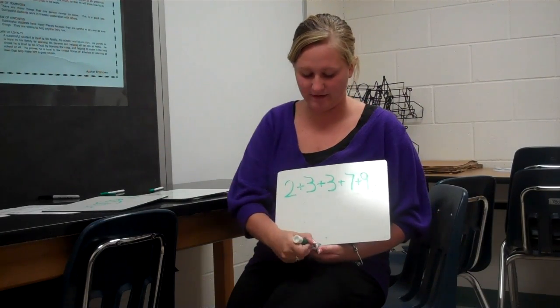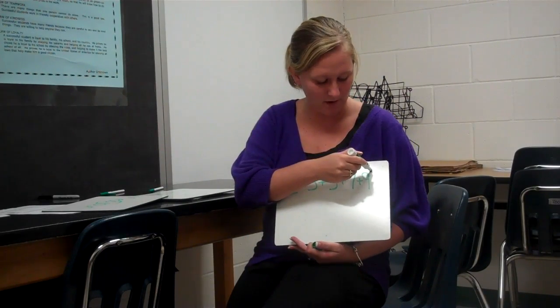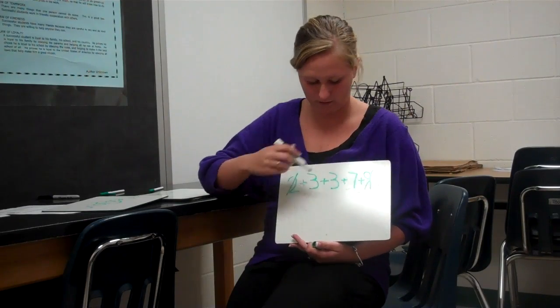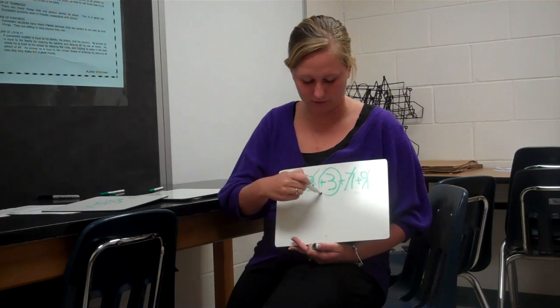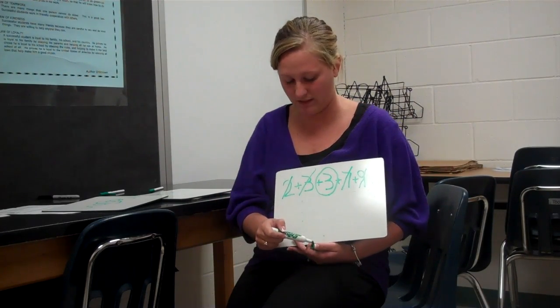So on this one, to find the median, what you're going to have to do is cross them off. 1, 1, 2, 2. Okay? Our median number is 3. So for this set of data, it would be 3.